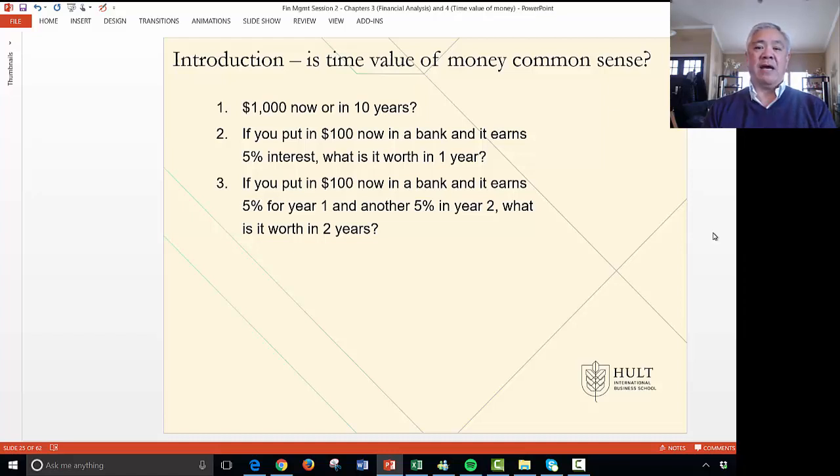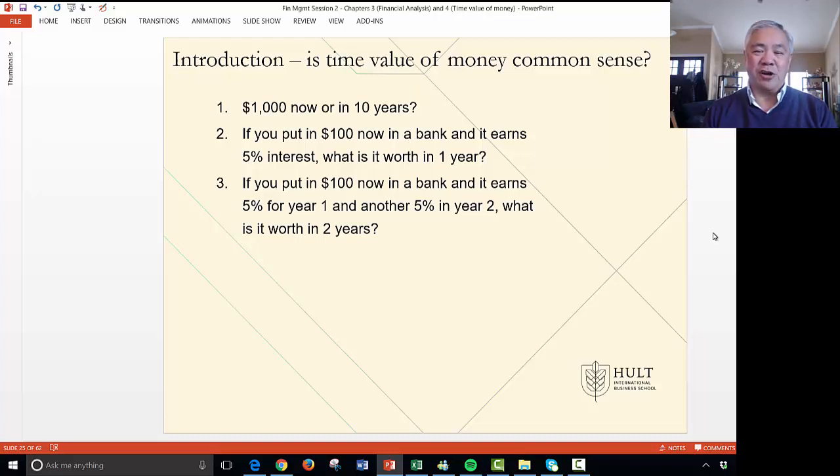You would say, okay, I put $100 in a bank. 5% of 100 is $5. So in 1 year, if I go back to the bank, I will have $105. And that would be the correct answer. So that is the second one. So does that make common sense? I think that does as well.